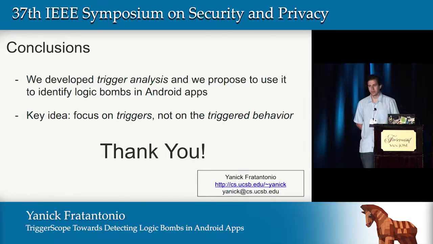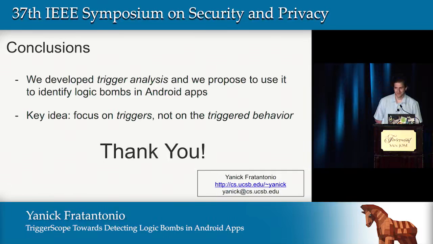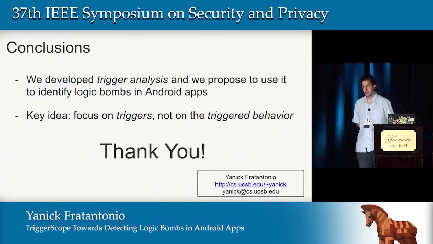So that's question number one. And then number two is, I understand that native code is out of scope, but I've also seen a lot of cases where the check happens in the native code, and then the trigger behavior happens on the Java side. So how would you deal with that?